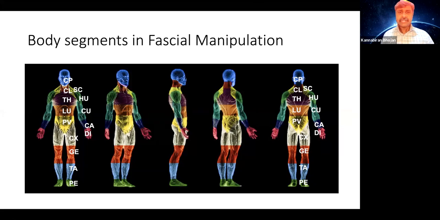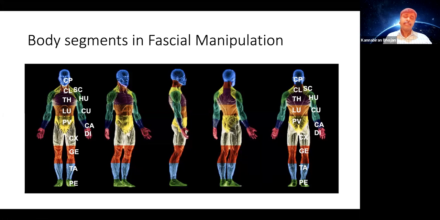In fascial manipulation, when we say introduction, this is very important to learn. You can see the different body segments here. CP is the head, which they call caput. The neck they call collum, and at the upper part the shoulder blade is scapula, then humerus, cubitus, carpus, and digiti. Here you have thorax, lumbi, the lumbar area, pelvis, coxa, genu, talus, and pes.